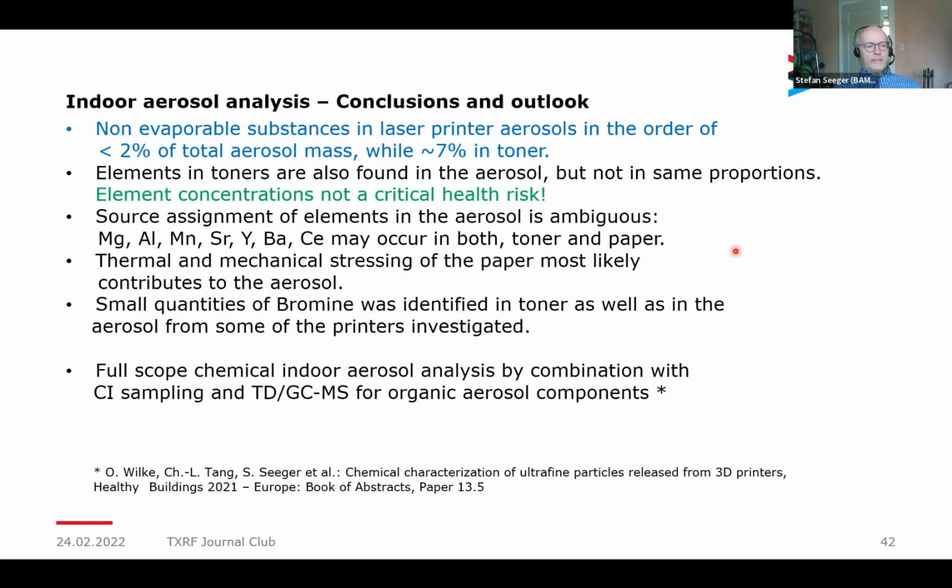And well, when we now combine TXRF with other indoor chemical aerosol analysis methods, we see that when we do, for instance, cascade impactor sampling and have on one hand the instrumentation of thermal desorption, GCMS for organic aerosol components, that nicely adds up to the feature of TXRF for the identification of elements. And with both methods, we have a nice tool for very full-scope chemical indoor aerosol analysis.